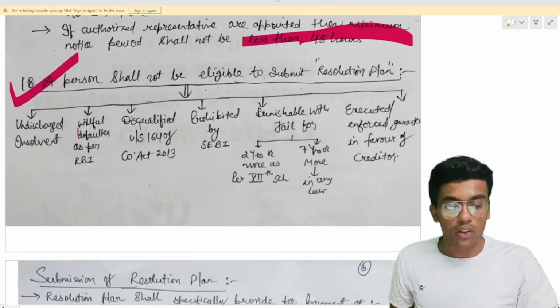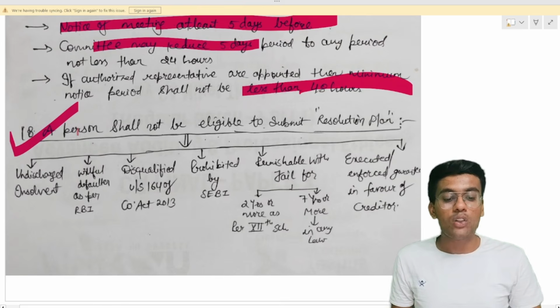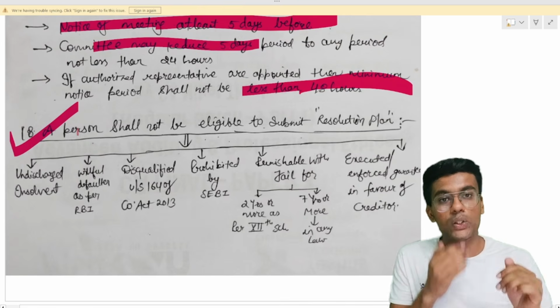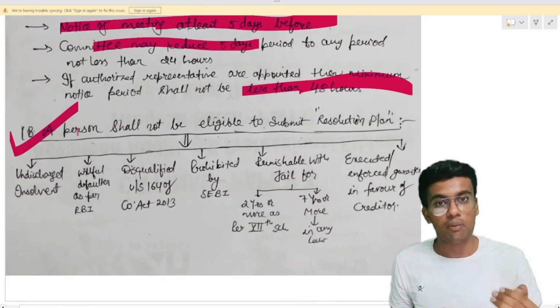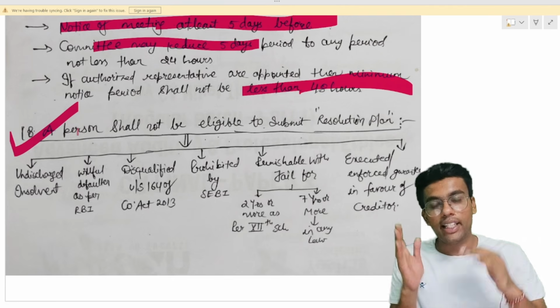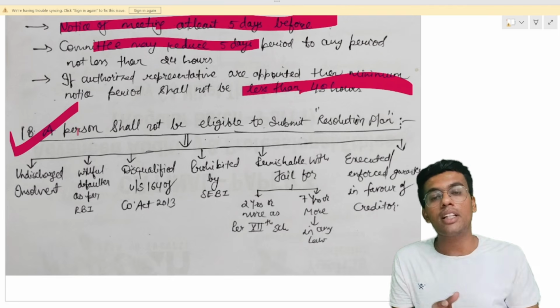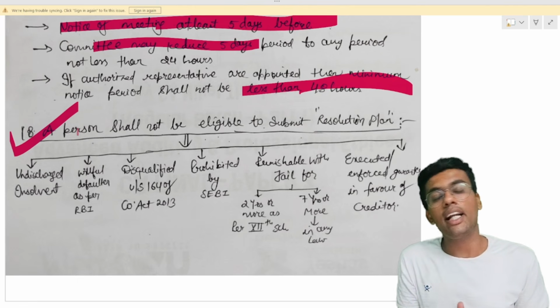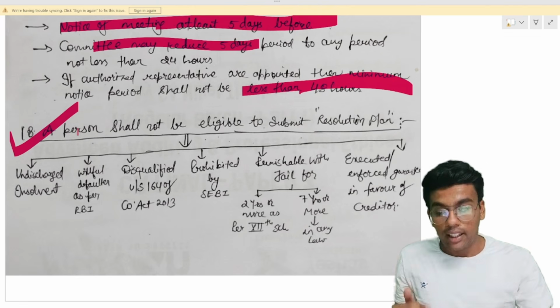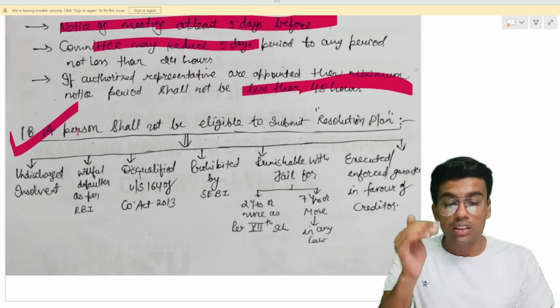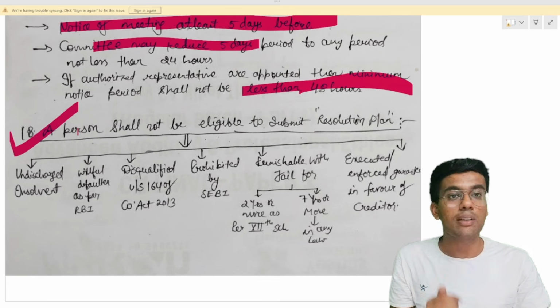Point number 18 talks about a person shall not be eligible to submit a resolution plan. Now we are going to submit a resolution plan. Committee of creditors has come, they have agreed, they have decided, they have framed a resolution plan in consultation with the resolution professional. Now, who is not eligible to submit a resolution plan?